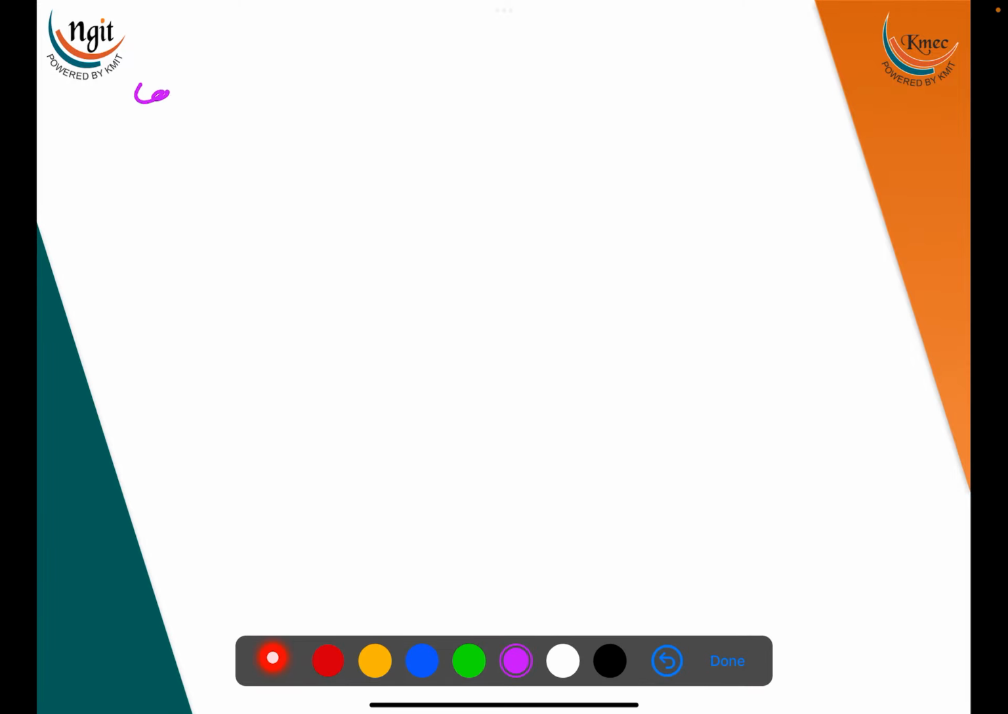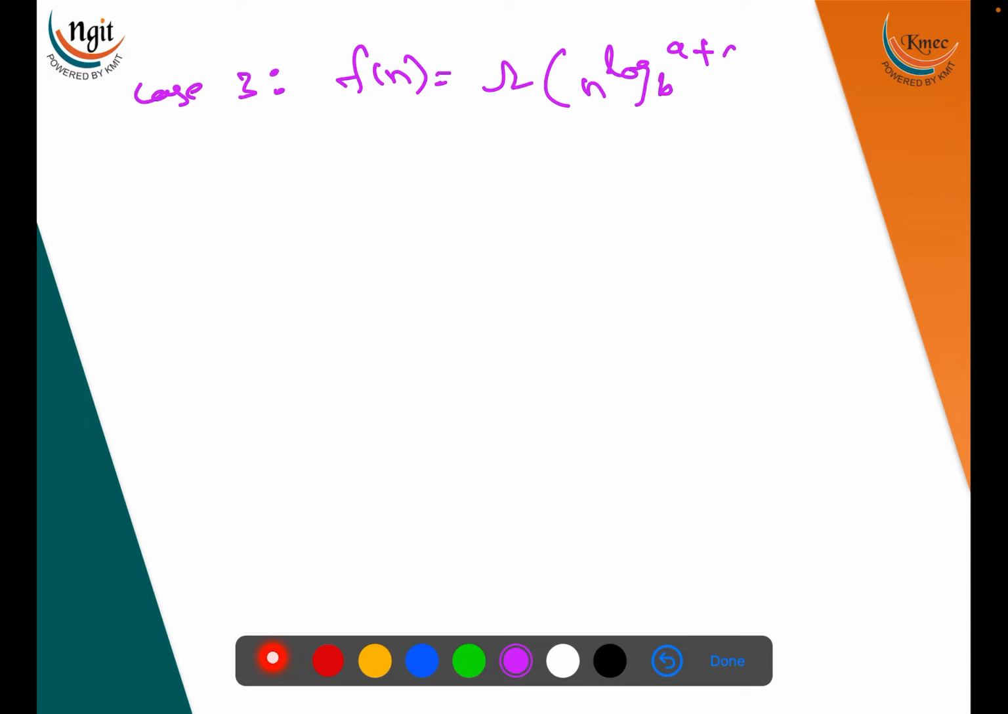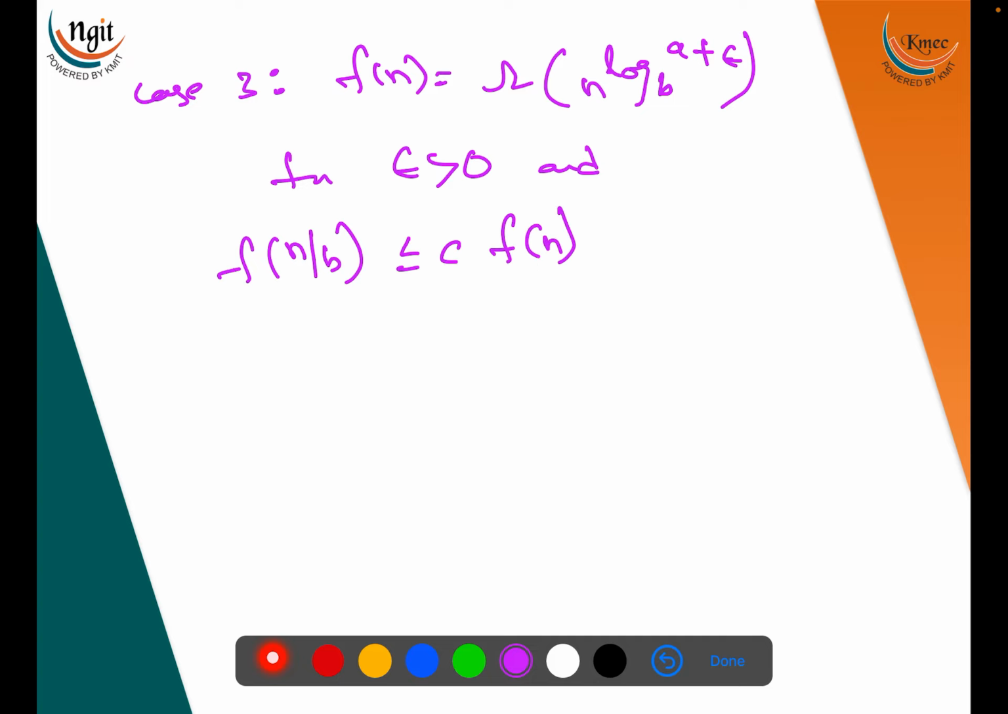Even we have a case 3. What is case 3? If it is true that f(n) is equal to omega of n^(log_b a + epsilon) for some constant epsilon greater than 0, and it is also true that a f(n/b) is less than or equal to c f(n) for some constant c less than 1 for large values of n, then T(n) is equal to theta of f(n). So this is case 3.